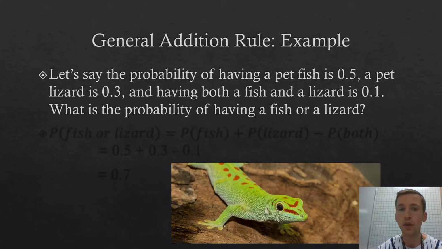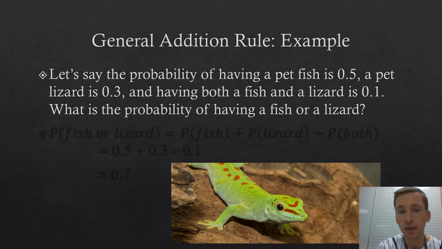So here is a quick example of when we might use that general addition rule. So in this example, we're actually going to talk about pets. If you think about pets, you can have a cat, but you can also have a dog, you can also have a cow, you can have numerous types of animals, right? So in this case, there might be a situation where two events are not disjoint. In other words, they can happen at the same time. So for our purposes, let's say that the probability of somebody having a pet fish is 0.5.